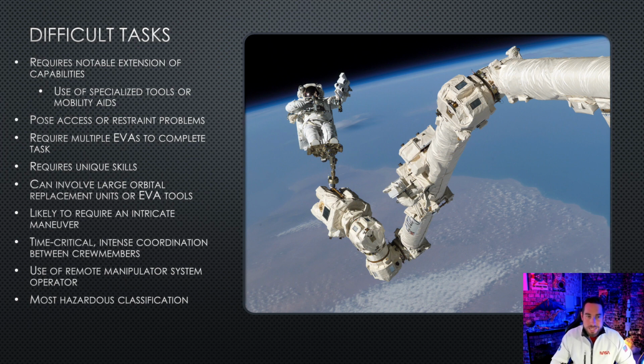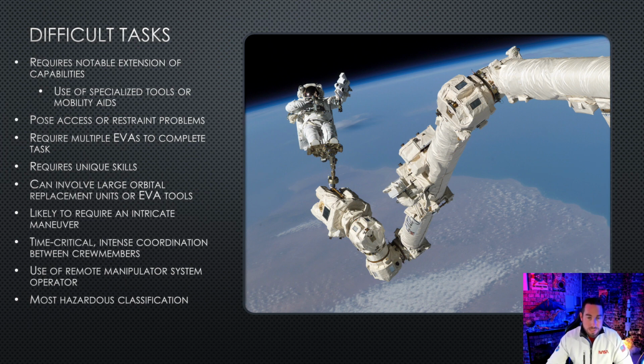It requires time-critical, very intense coordination between crew members. So this is something that requires a lot of synchronization of tasks and communication. You have to trust who you're working with because they have to do things at exactly the right time so you can do things at exactly the right time. It also requires the use of the remote manipulator system operator. The astronaut that's attached to the Canadarm is not controlling it. There's another astronaut inside the station that actually controls that arm. And so they are completely reliant on that system operator. So again, that cooperation, the collaboration between crew members becomes paramount.